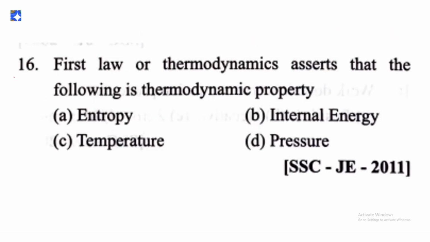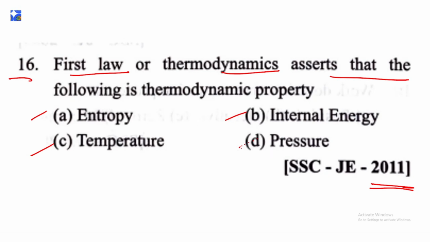We will move on to the next question. Again related to the first law of thermodynamics, in the subsequent year of 2011: the first law of thermodynamics asserts that the following is a thermodynamic property. Four options: option A, entropy; option B, internal energy; option C, temperature; and option D, pressure.